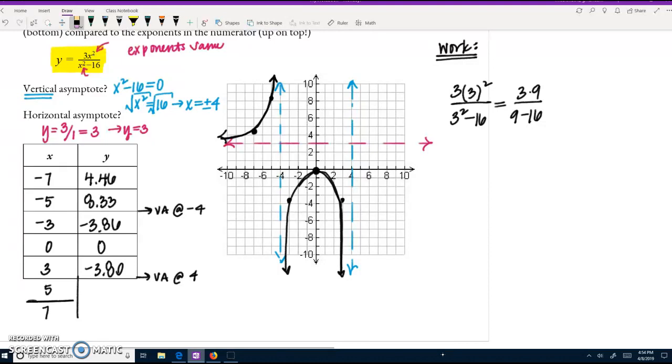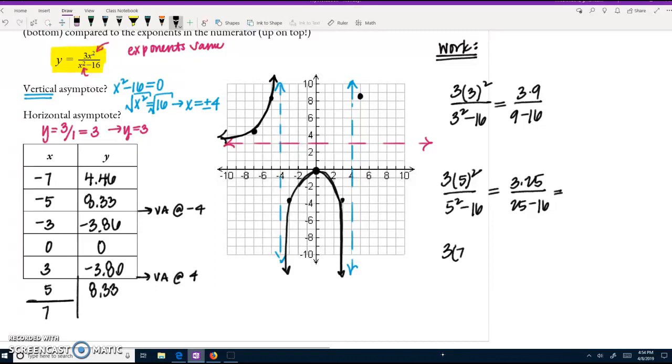And then I have 2 more points to plug in. I need to plug in 5 and 7. So 3 times 5 squared over 5 squared minus 16. And you can pick any points that you like about your vertical asymptotes. And so when I plug this into my calculator, x equals 5, I again get out 8.33. So I've got some symmetry over on the right-hand side as well. So 5 and 8.33 puts me right about there.